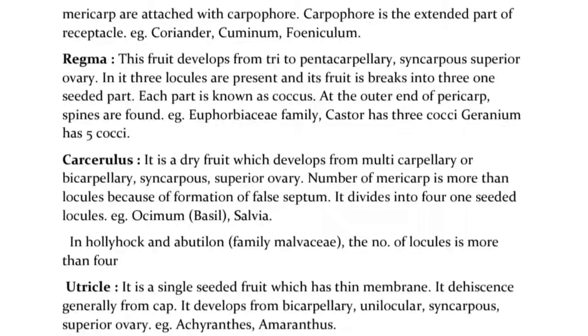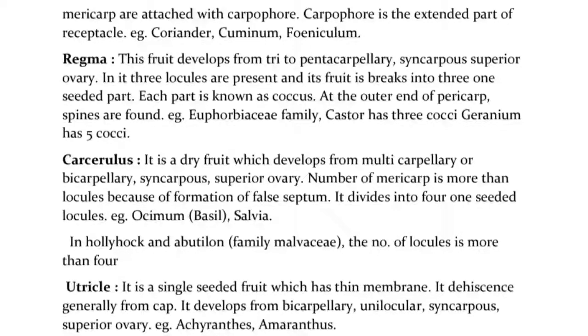Regma. This fruit develops from a tri- to pentacarpellary, syncarpous superior ovary. In it, three locules are present and the fruit breaks into three one-seeded parts. Each part is known as a coccus. At the outer end of the pericarp, spines are found, e.g. Euphorbiaceae family. Castor has 3 cocci, geranium has 5 cocci.